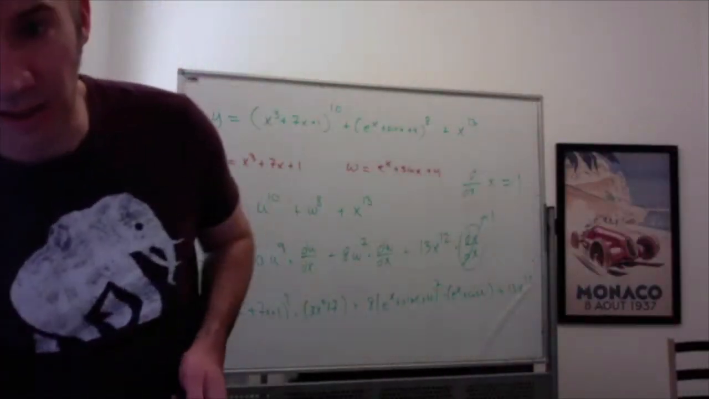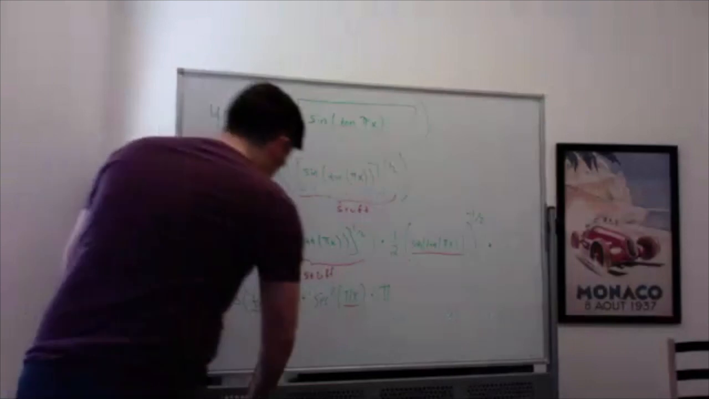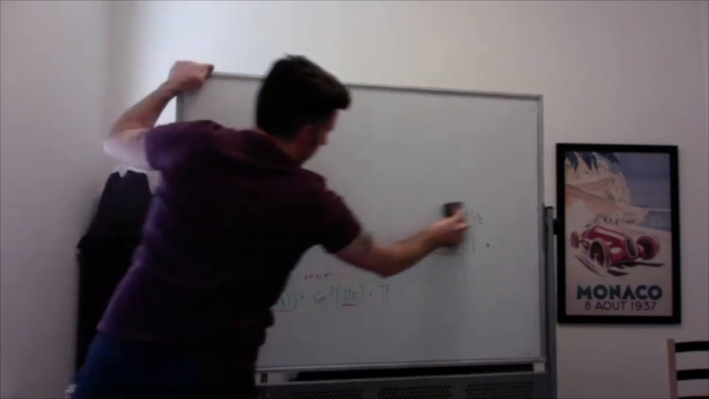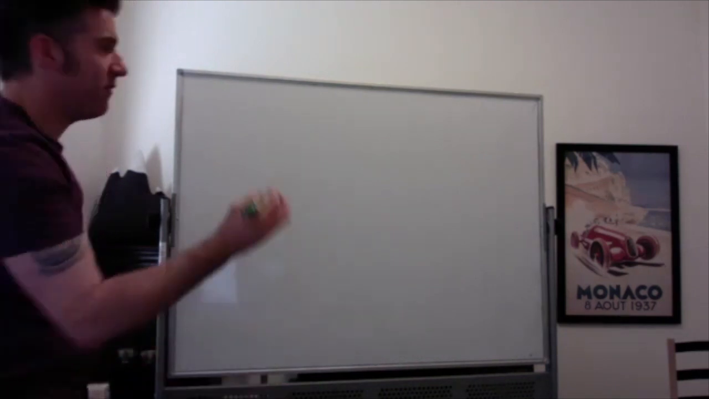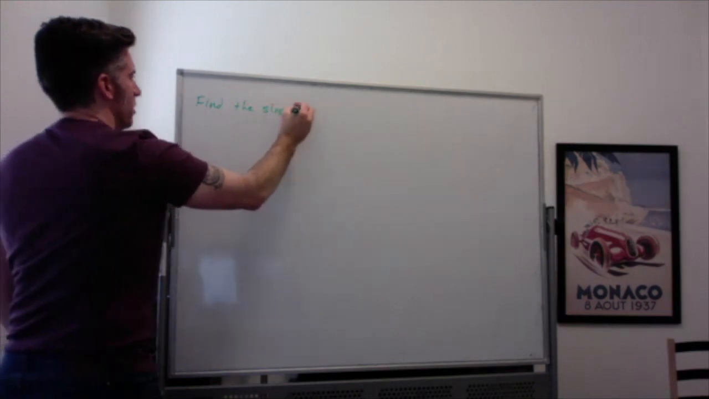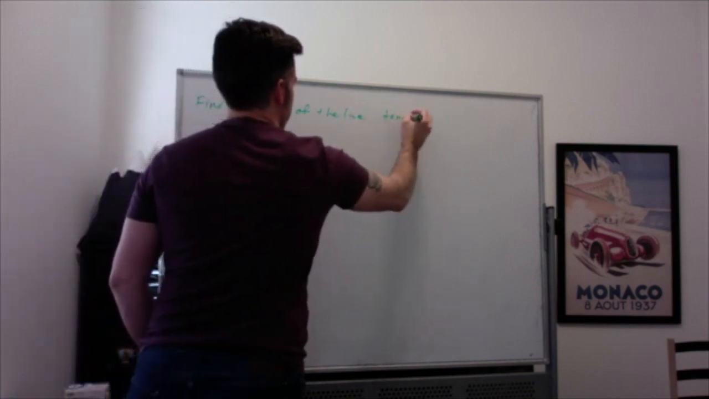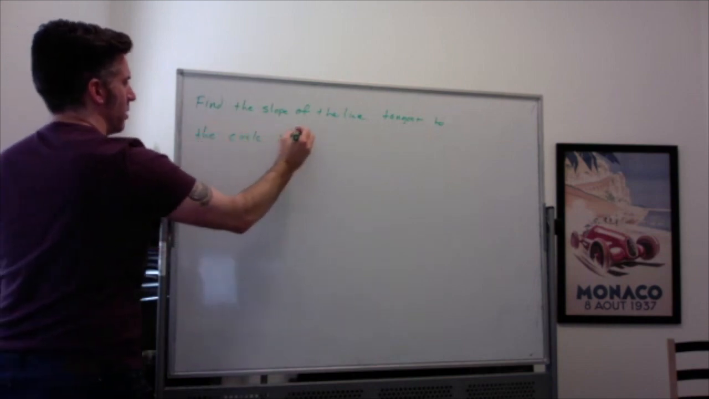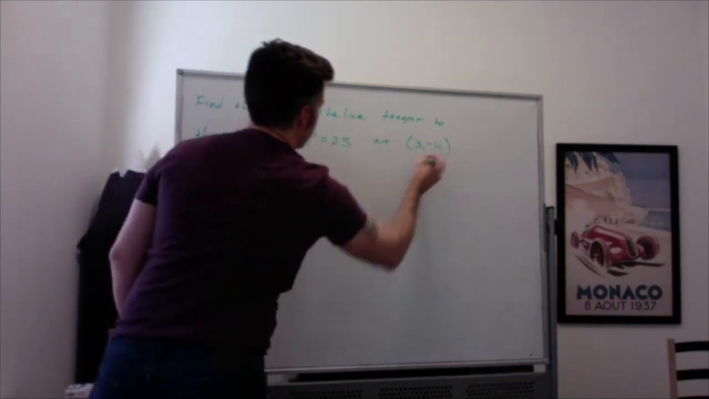Okay. So let's look at another kind of example that's going to ease us into this implicit stuff. This is a very standard example, maybe you've already seen it. Maybe not. It's a standard example in my mind anyway. So I want to find the slope of the line tangent to the circle x squared plus y squared equal to 25 at the point 3, negative 4.